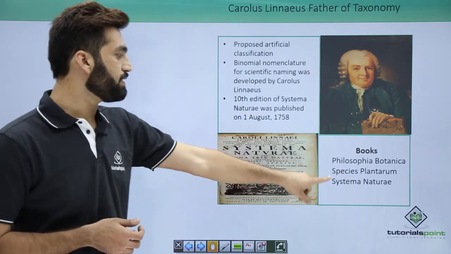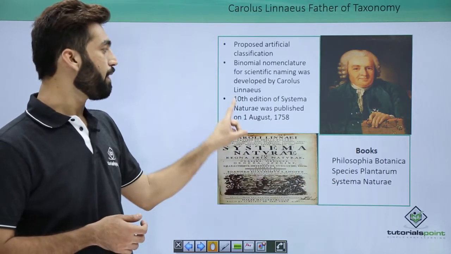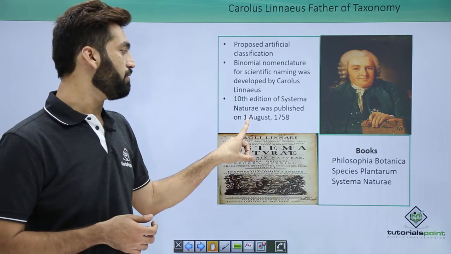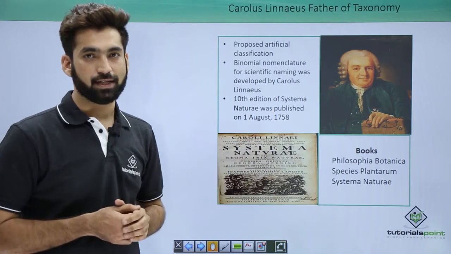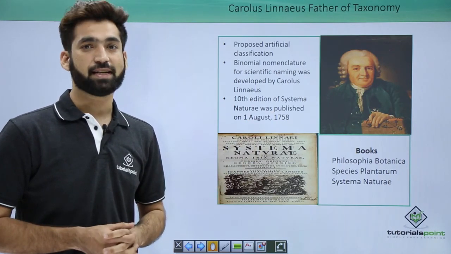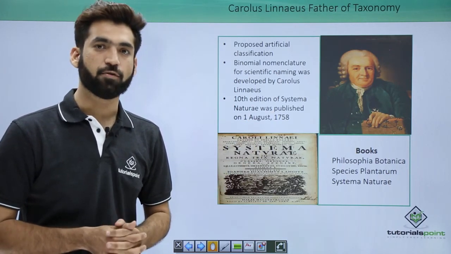One more book is Systema Naturae, which is a very famous book. Its 10th edition was published on 1st August 1758. In the next session, we'll be discussing the steps of taxonomy in detail.